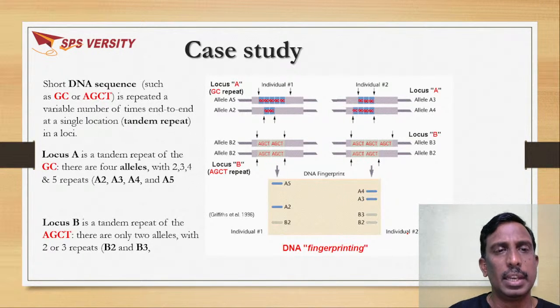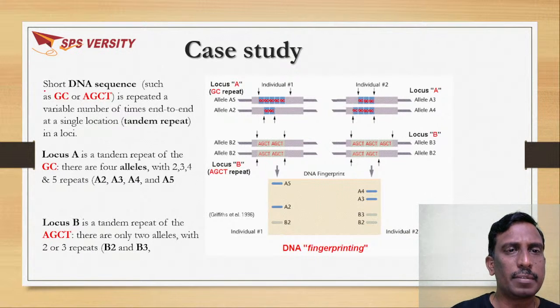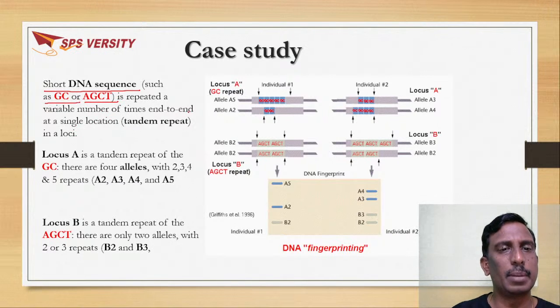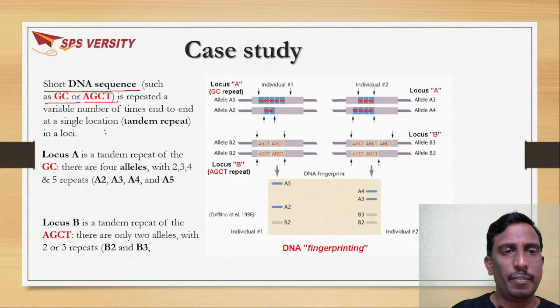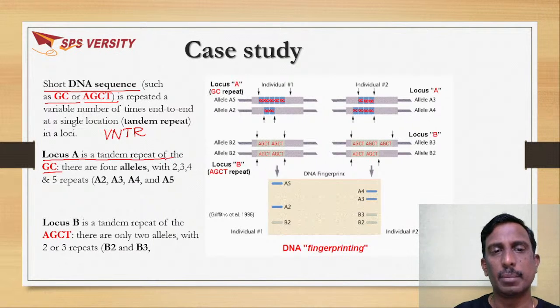So here we'll see a case study. Let us take a short DNA sequence like GC or AGCT, repeated a number of times, which is called VNTR. This GC sequence is present at locus A, repeated many times. Here you can see GC, GC, GC, which is repeated in alleles A2, A5, A3, A4.